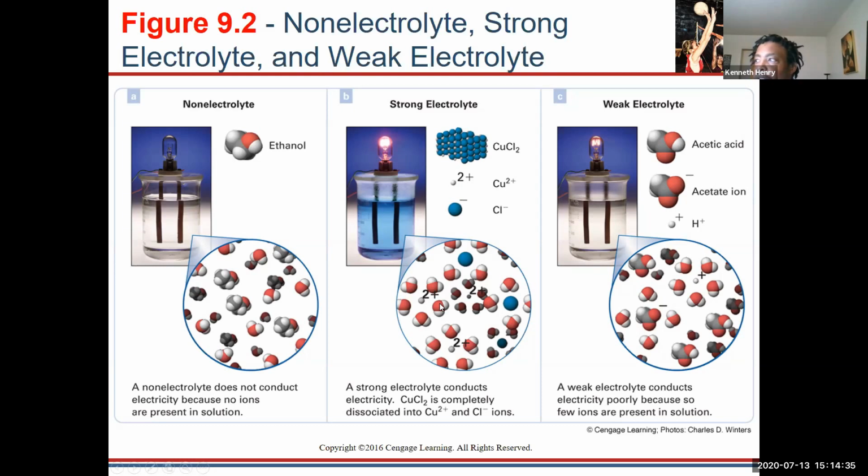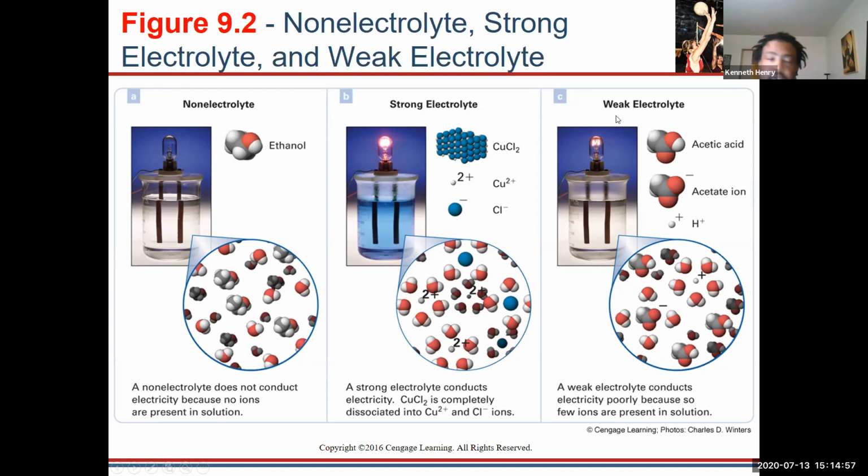Now, if I put ions into that solution, a positive and negative ion, then I'm going to get electricity flowing through. If the ion is completely dissociated, meaning that there are just ions there, it's going to give me a strong signal. It's going to be a strong electrolyte. So then that means that we're going to get a really bright light showing.